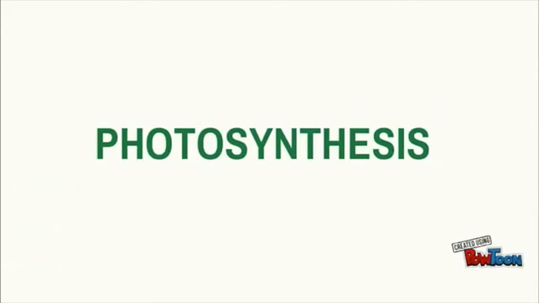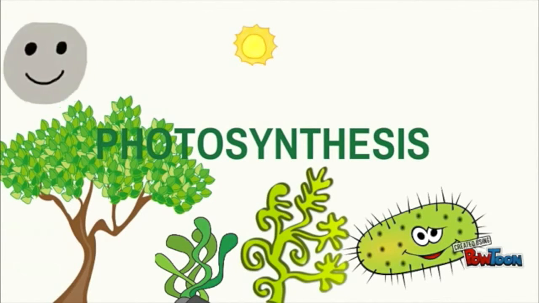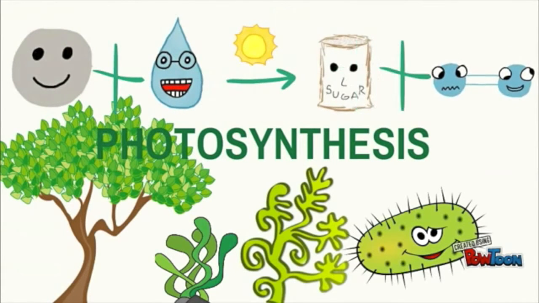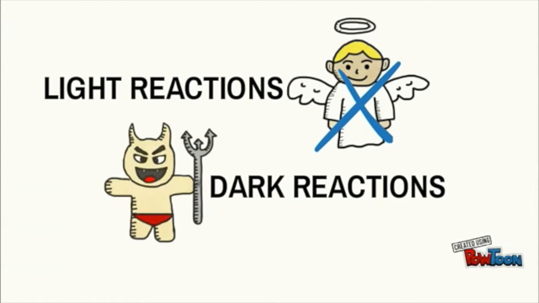Photosynthesis is also another chemical process that occurs in green plants, seaweeds, and certain bacteria. This is the process by which green plants and other organisms use the energy of light to convert carbon dioxide and water into the simple sugar glucose. The photosynthesis process is divided up into 2 steps. The first part of this process consists of the light reactions, while the second is called the dark reactions.